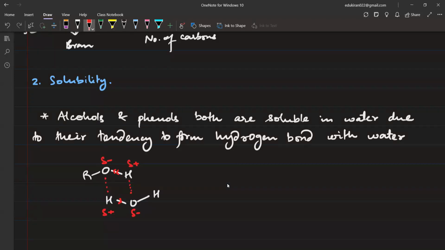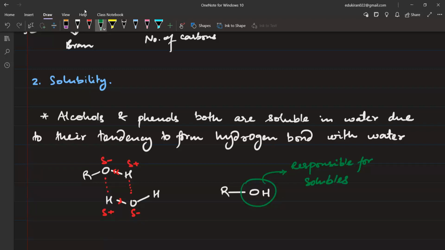Now, when there exists a force of attraction between the solute and the solvent, then only there will be solubility. Then the solute will be soluble in the solvent. Now, the important part to look at in alcohol is that there are two fragments. I have the R, the alkyl group, and then I have the OH group. Of these two fragments, the OH is favorable and responsible for solubility. If OH was not there, it would not have been soluble.